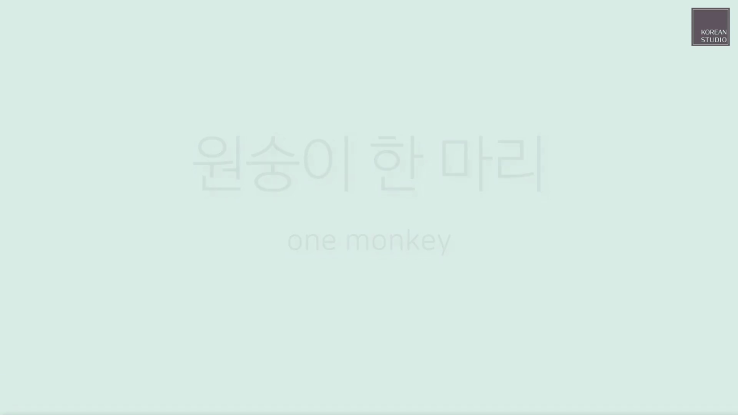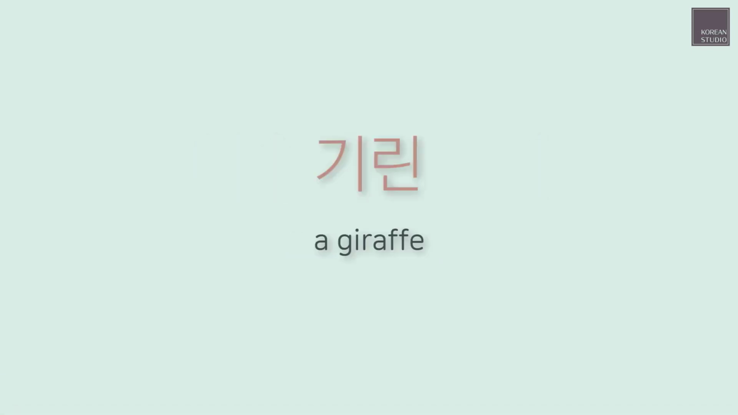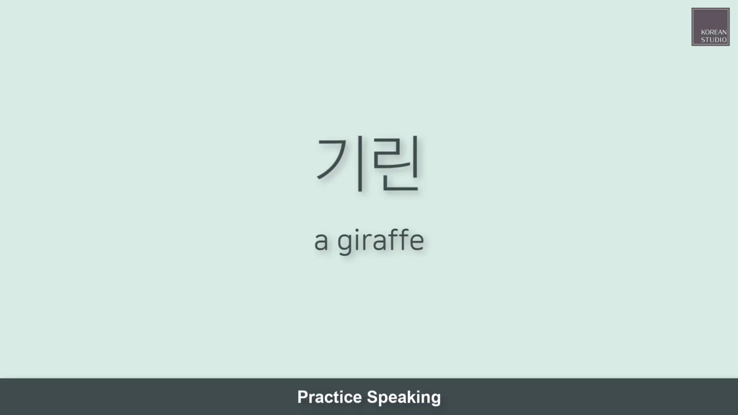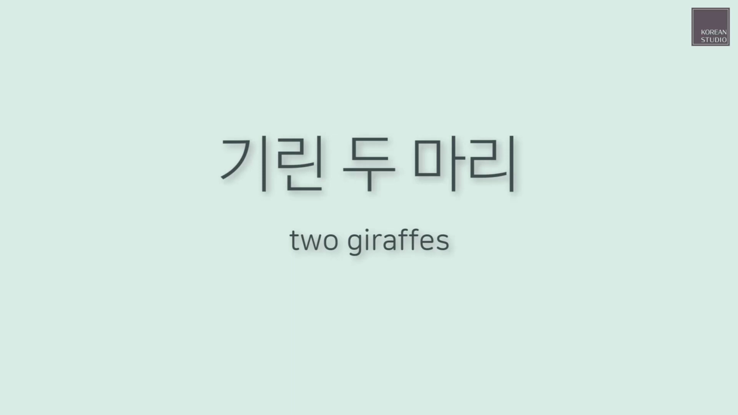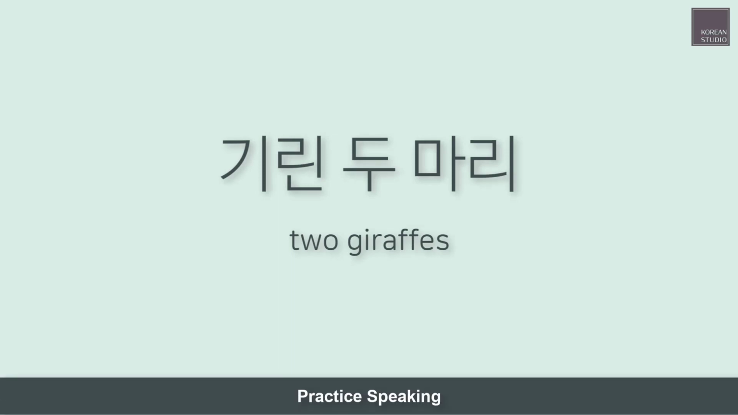Excellent job, well done. The next animal word is a giraffe, and a giraffe is 기린. Let's say that together. Repeat after me. 기린. That's great. Let's now say two giraffes. 기린 두 마리. Repeat after me. 기린 두 마리.